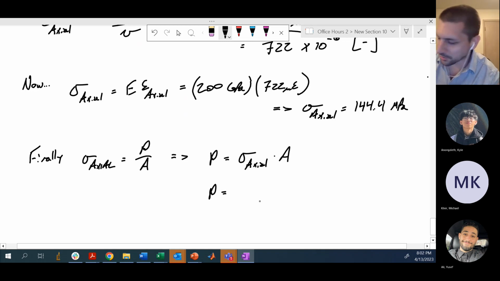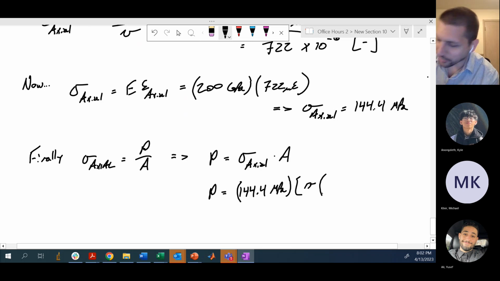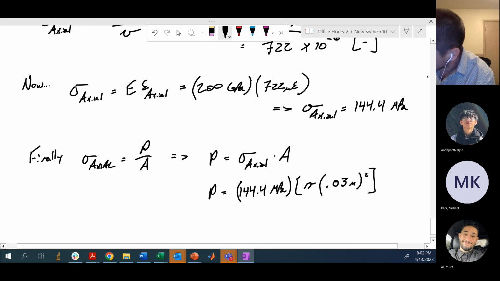So we know this is 144.4 MPa multiplied by the cross-sectional area. This is pi times the radius squared. We were told originally 60 millimeters, so the radius is 0.03 meters, squared. And this gives us an internal load, or an axial load here, of 408 kilonewtons.